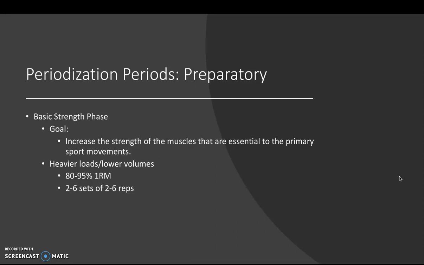Looking at heavier loads with lower volume. So now we're going to be doing 80 to 95% of our 1RM to help us develop strength. And we're looking at anywhere between 2 to 6 sets of 2 to 6 reps. So lower volume, higher load, higher intensity in that sense.